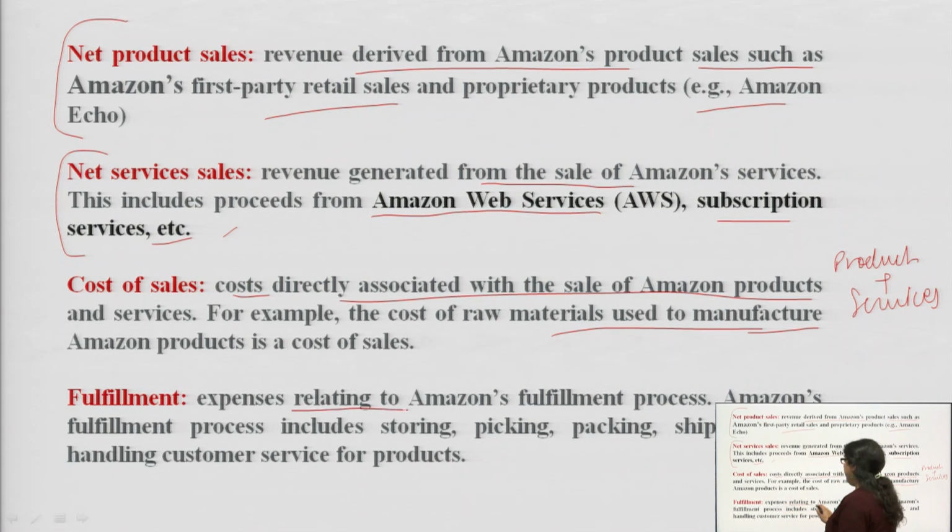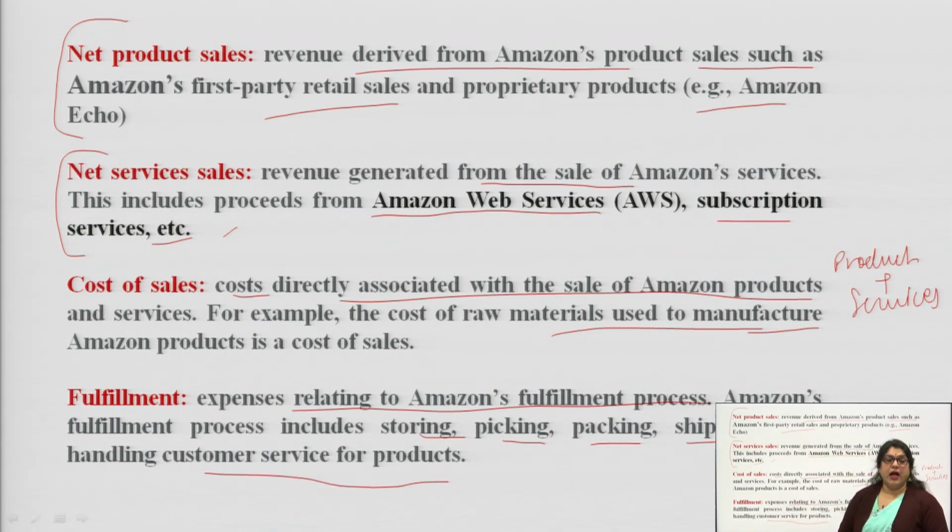Fulfillment expenses relate to the Amazon fulfillment process. What do they include? Storing, picking, packing, shipping and handling customer services for the product. You all know how we deal on Amazon: we select our product and put it into the cart, and there is somebody looking after all the things. Once we place the order and pay online, there is a system administration for all of this. This is the service, the facility they are providing you.